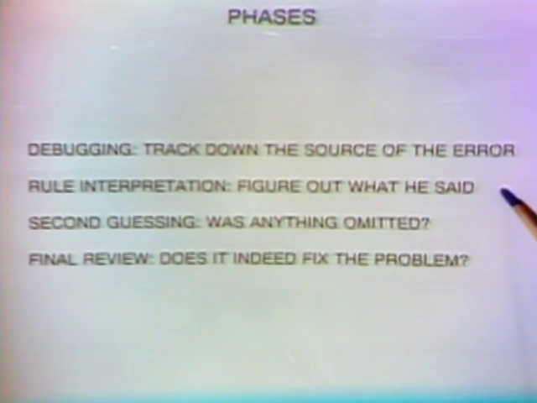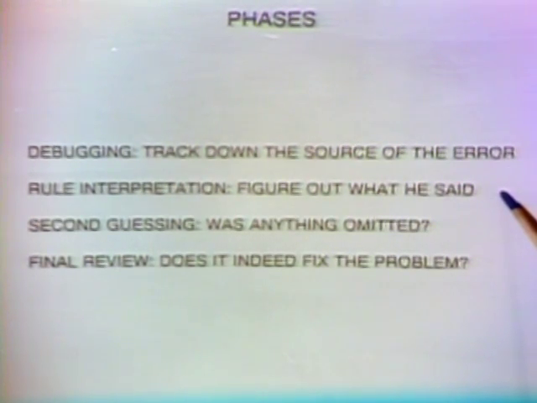Second phase, well, we've got to fix the bug, and that means getting a new or revised rule added to the knowledge base. So we're going to ask the expert to type in a new rule, and one thing we're going to have to do, obviously, is figure out what he said.